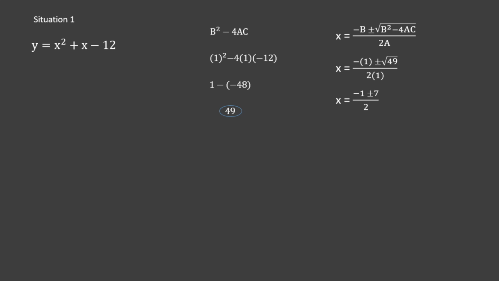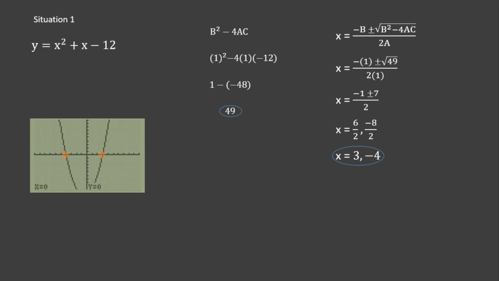Square root of 49 is 7. And then we get 3 and negative 4 for our zeros, our x-intercepts. That's 2 real zeros. Now I also graphed this on a TI-84 emulator, took a screenshot of the graph, and you can see 2 real zeros, 2 real x-intercepts.